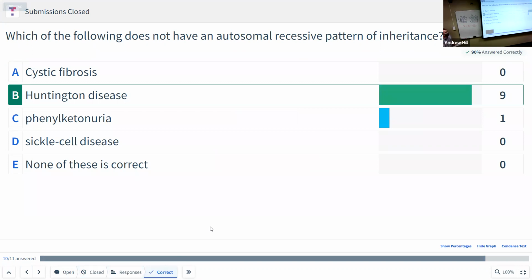Okay, so Huntington's disease is autosomal dominant, right? Cystic fibrosis, phenylketonuria, and sickle cell disease are all autosomal recessive. Phenylketonuria, remember, that's the one where the person can't digest. They have to really restrict phenylalanine, which is one of the basic amino acids that you find everywhere in food, from their diet, because they're basically not able to process it correctly. All right, let's go to the next one.